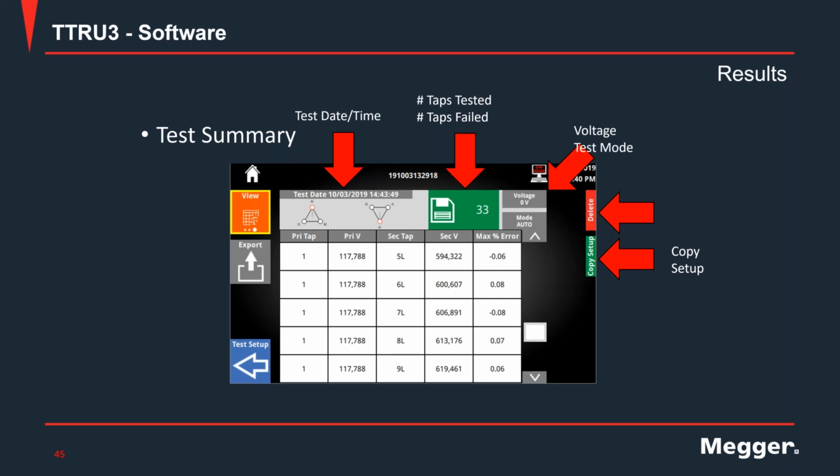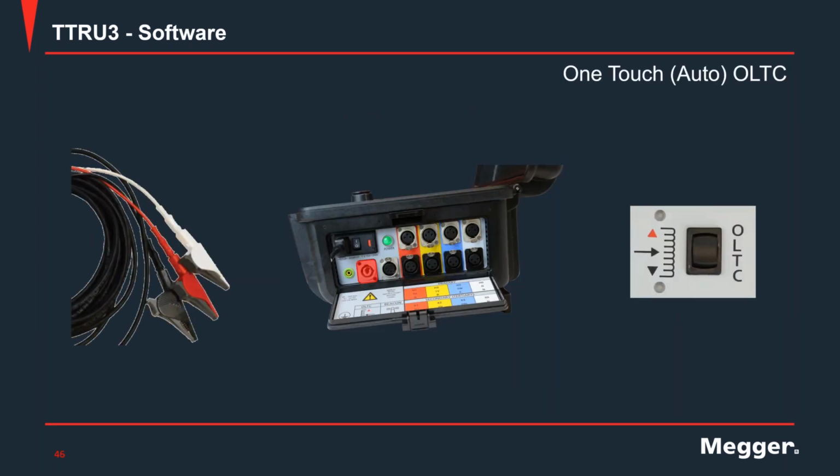Another feature of the software now is what we call Onetouch OLTC or auto OLTC testing, right? As you can see, I have that in a glowing red square. We include a cable for the tap changer shown on the left, which you will connect on that wide port of the TTR, right on the connection side.